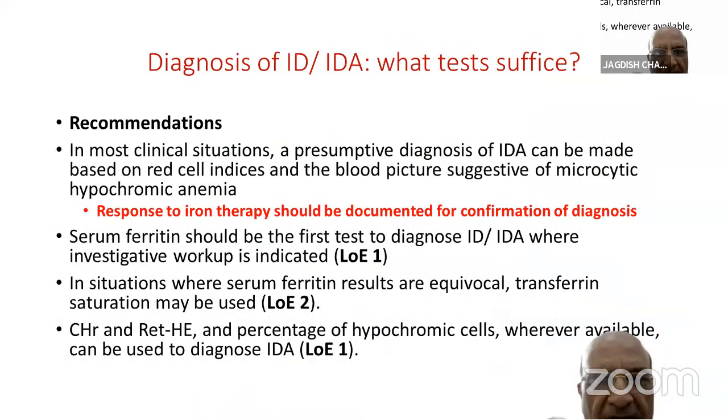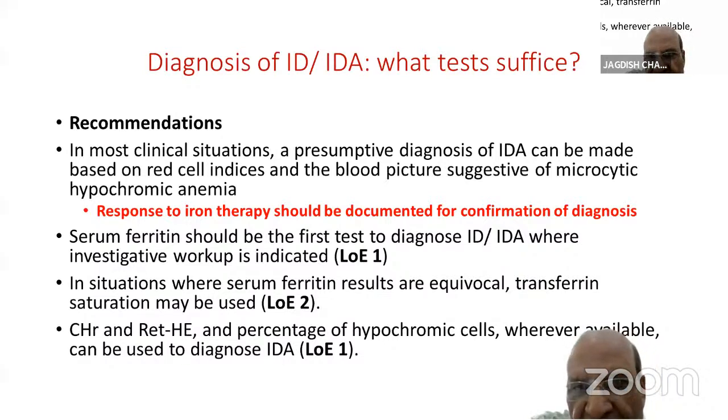So, the recommendations on diagnosis say that in most clinical situations, a presumptive diagnosis of iron deficiency anemia can be made based on red cell indices and blood pictures suggestive of microcytic hypochromic anemia. But remember that in all such cases, a response to iron therapy should be documented for confirmation of diagnosis. So don't feel that, oh, we are sitting in such a remote area, we can't get ferritin and iron studies done. No, these indices are sufficient to give you a diagnosis of IDA. Just see that the child is responding to iron therapy.